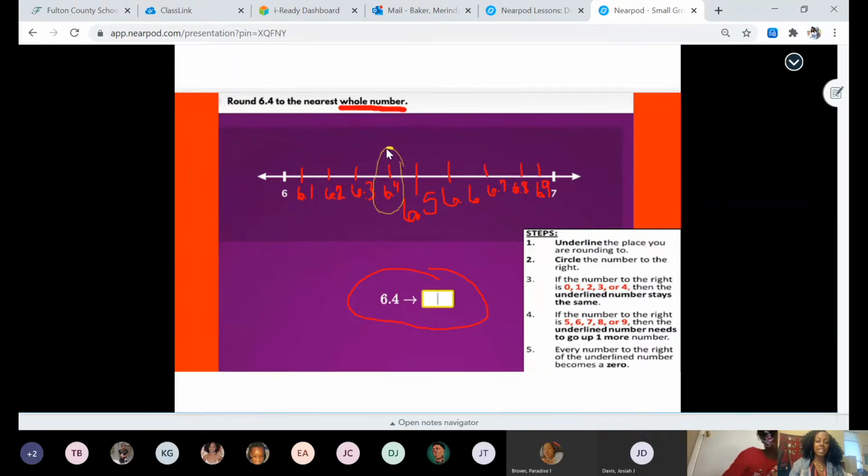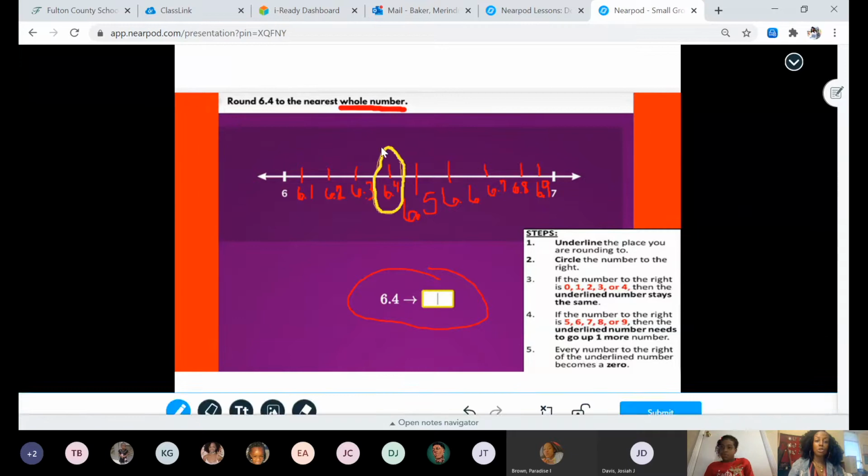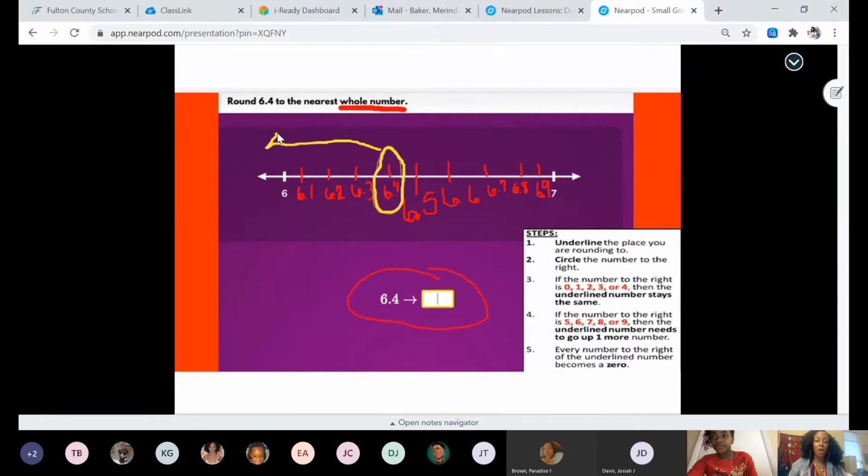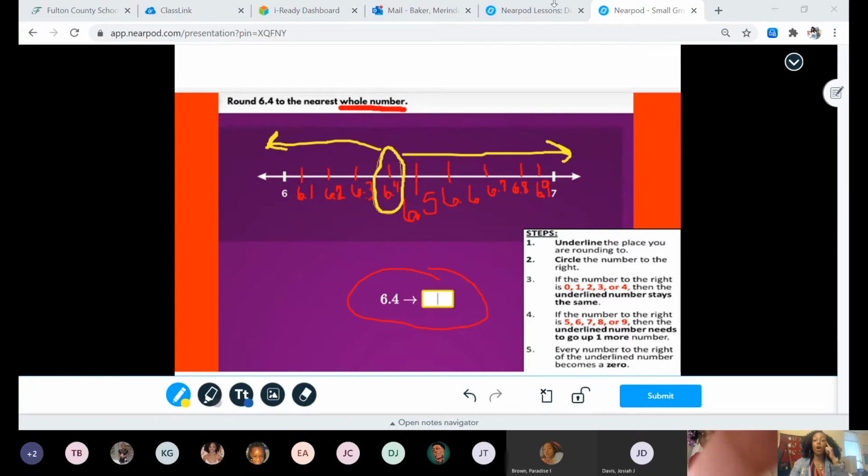Do you think that 6 and 4/10 is going to round to 6, or do you think it's going to round to 7? Put your predictions in the chat. Make sure you use your own knowledge. Don't just put 6 or 7 because you saw him. No, Q, I'm going to tell you when to go. When I call on you, Q, you better be ready.